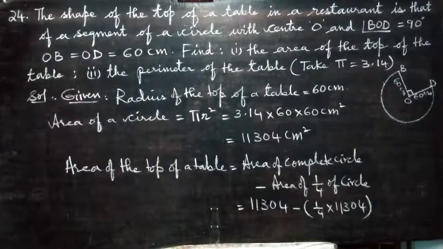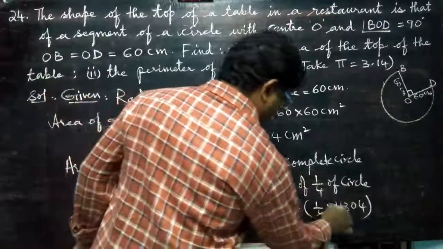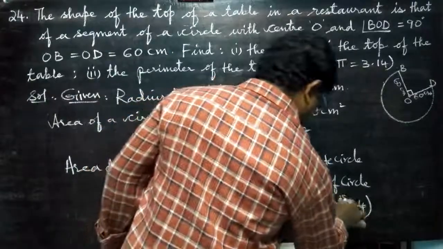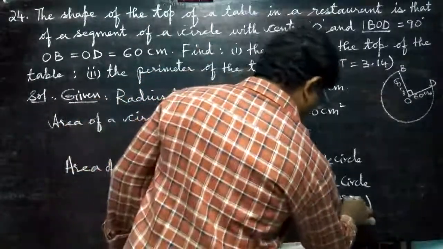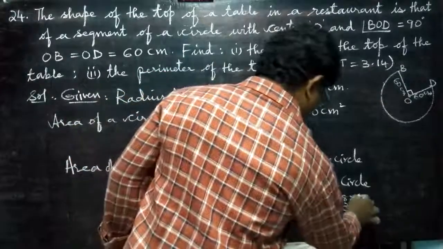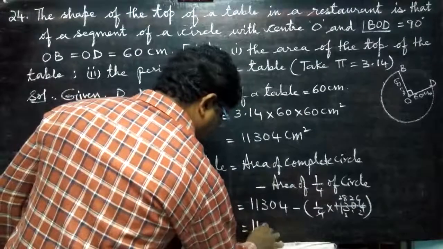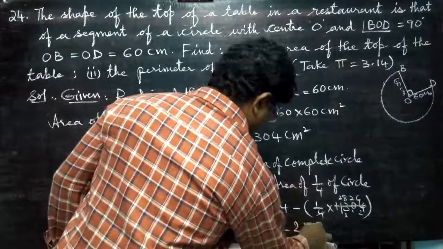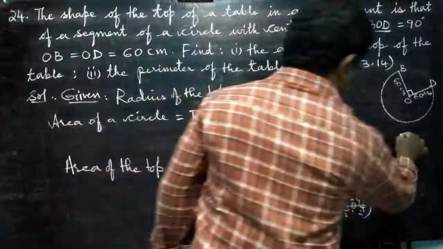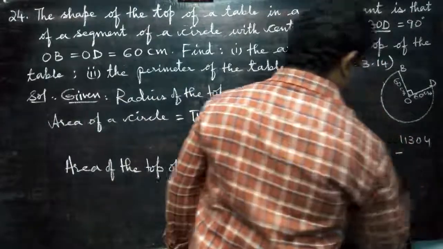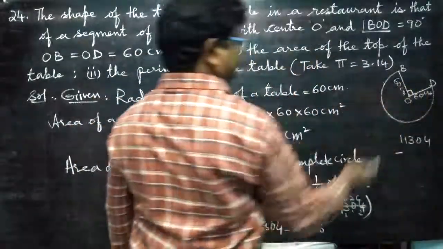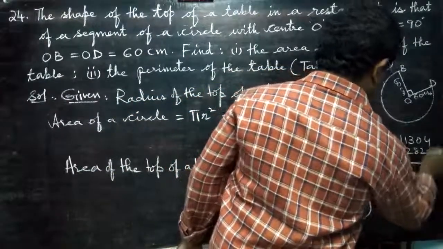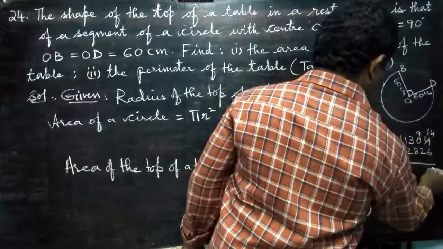Simplify clearly without any mistakes. 4 table goes. 4 2s are 8, 3 remaining. 4 8s are 32, 1 remaining. 4 2s are 8, again 2 remaining. 6 times. So 11,304 minus 2,826. Subtract. Why do we have to do minus? Here 1/4 of the circle is not there, so we are subtracting 2,826. Borrow here 9, here 14. 14 minus 6 is 8.